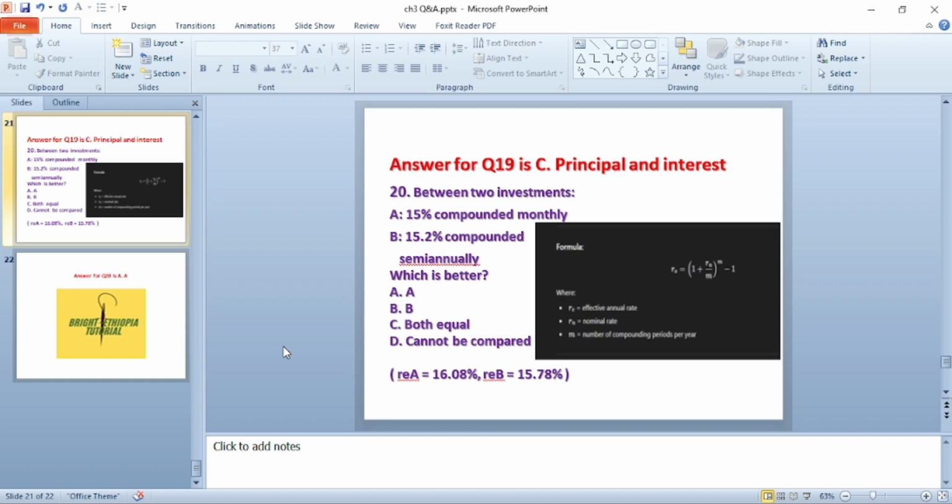So when we calculate this, we get the effective annual rate for A is 16.08%. The effective rate for B is 15.78%. So the answer is A, because it is a higher rate than B.